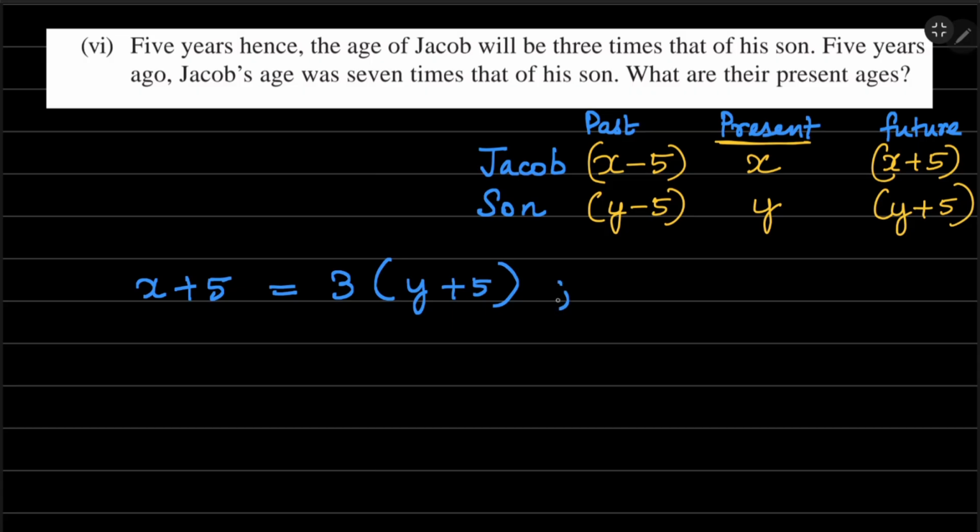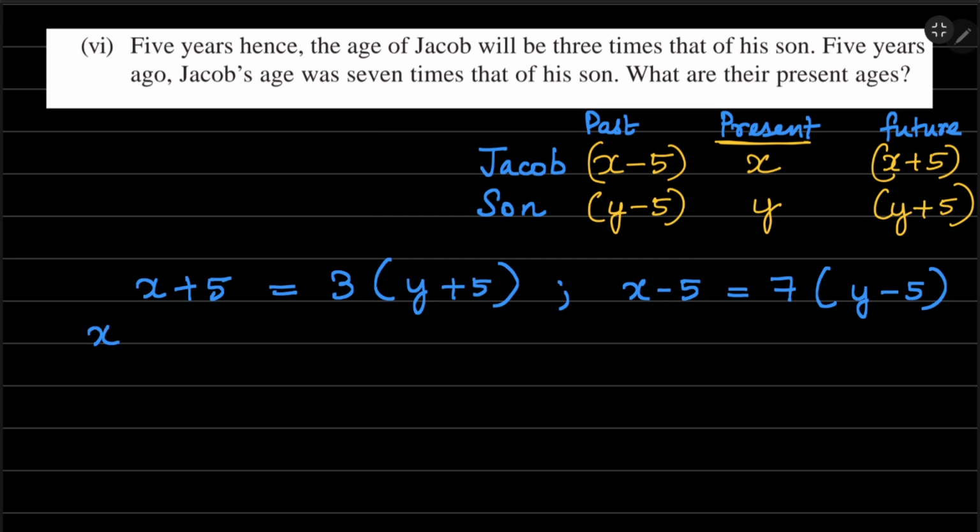Secondly, what is given here? 5 years ago. So, you have to take a look at the ages 5 years ago, x minus 5 and y minus 5. So, 5 years ago, Jacob's age, what is Jacob's age? x minus 5 was equal to 7 times that of his son. Son's age was y minus 5.